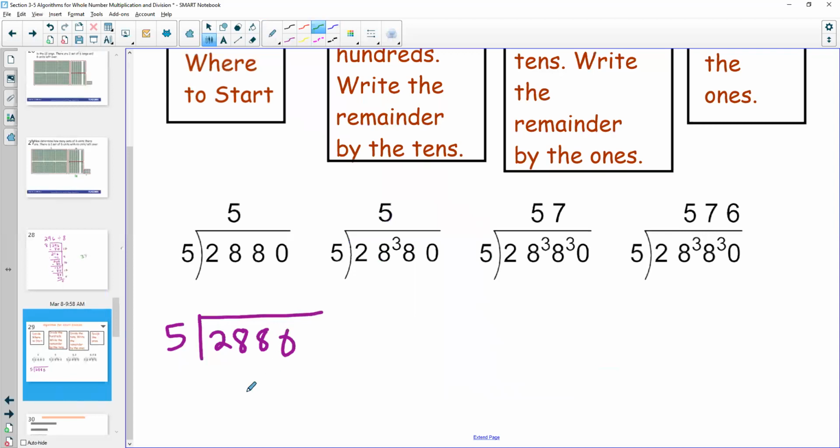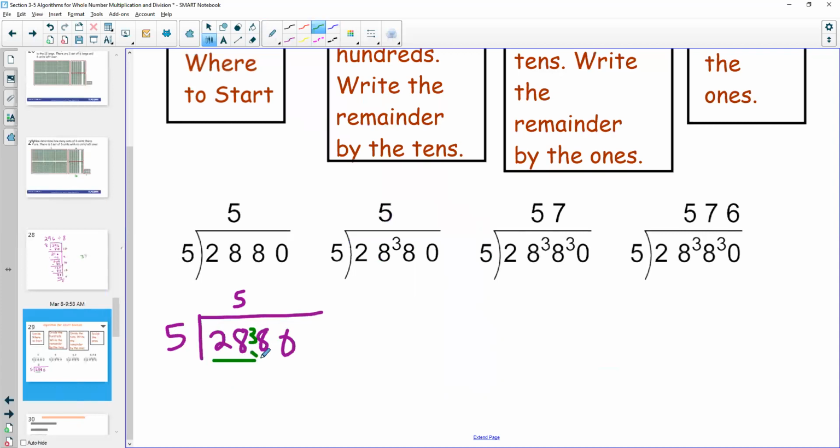Okay, you look at sort of the same long division process. 5 doesn't go into 2, but 5 goes into 28. 5 goes into 28 5 times, right? 5 times 5 is 25. So I'm going to put a 5 here. And then what's left over? 28 minus 25 is 3. So I'm going to write that 3 right there.